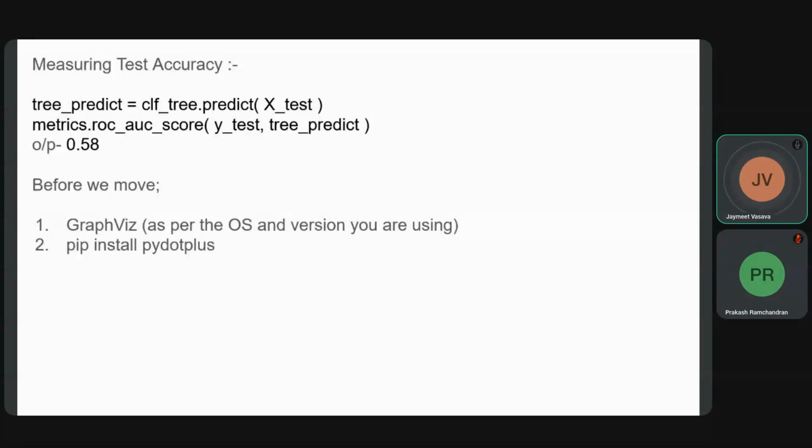Now, measuring the test accuracy for the tree. We'll be using the ROC AUC score that we have used in the past also. Using the ROC AUC score on the tree that we have built, the score we get is 0.58. As you remember, graphviz and pydotplus will be used, as mentioned before, for visualization of the decision tree. Pydotplus is nothing but a dependency which helps us to render the image.